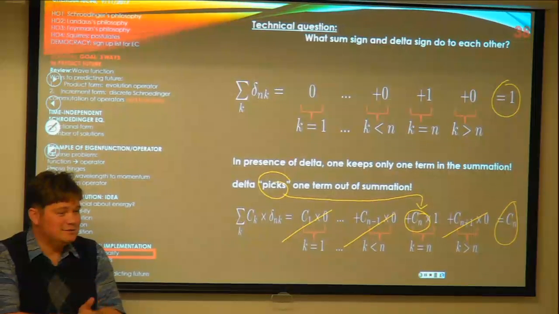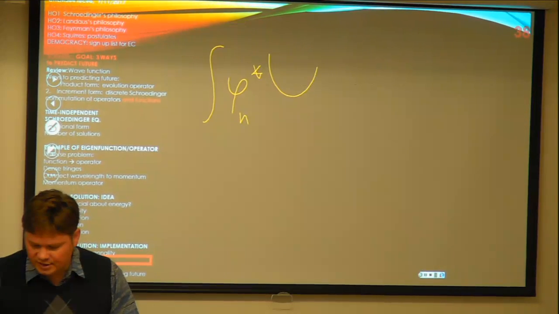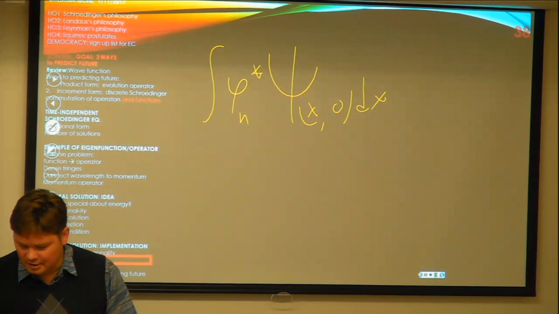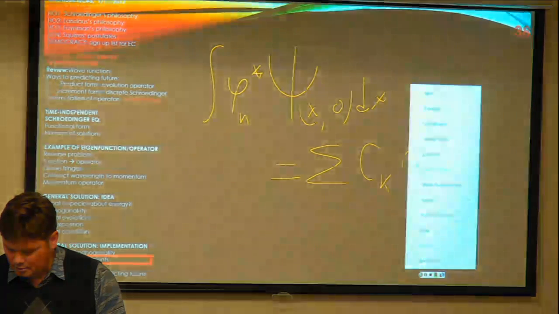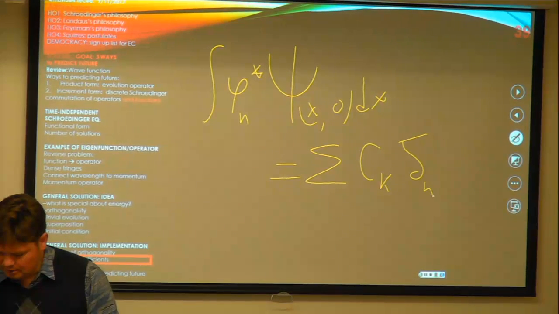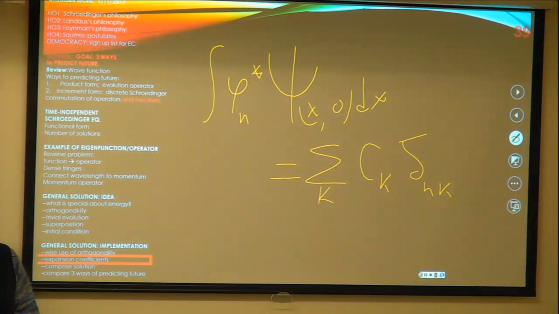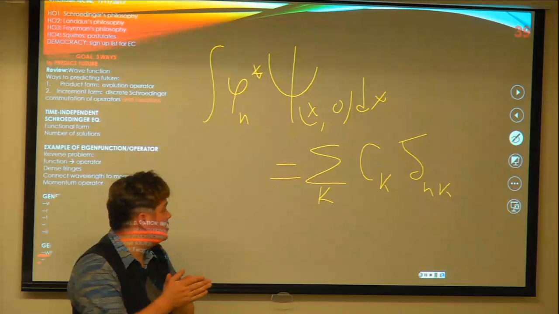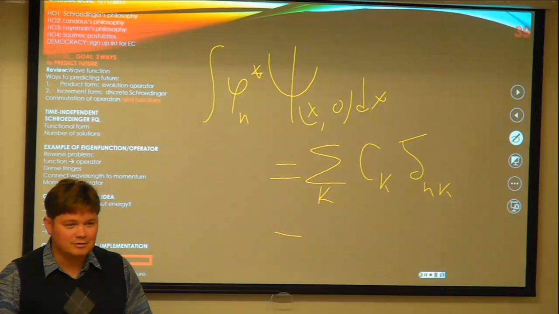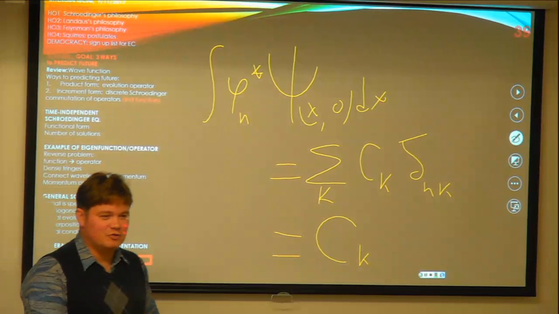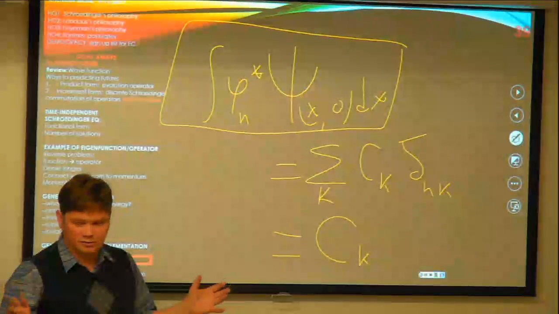Now, how do we deal with it? On the left we had phi n star times psi of the initial condition, integrated over dx, equals the summation of c sub k delta n k. Right? Due to orthogonality. So with your new knowledge of math and progressions, how can we simplify this notation? It is equal to c sub k. But we can read it in the other direction: c sub k equals the integral of the initial wave function times one of the eigenfunctions, integrated over the whole space from minus infinity to plus infinity.